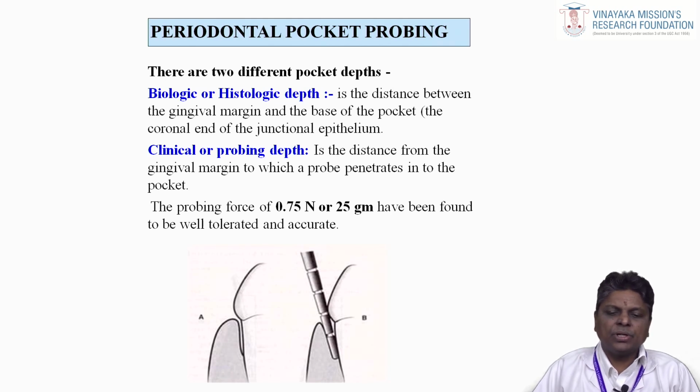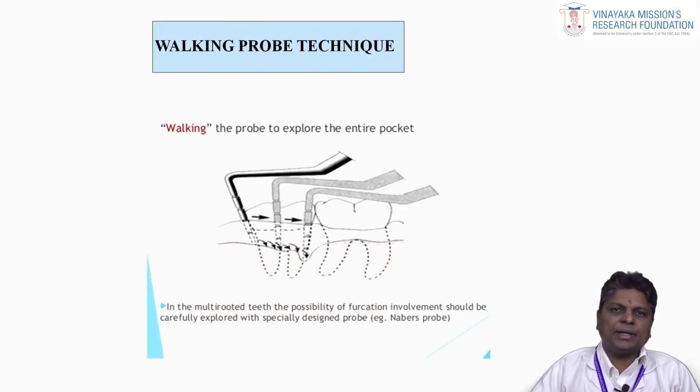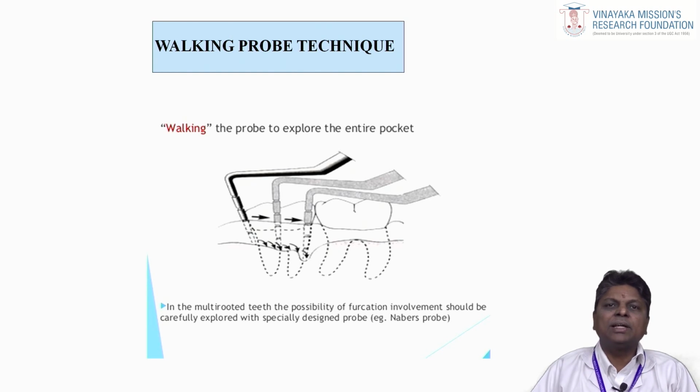Then we have to see the probing force: 0.75 newtons or 25 grams. Okay, these are the probing forces you should know. This is a very important viva question from your examination point of view. Now we are coming to that area, how do you probe? The probe should be parallel to the long axis of the tooth. Mostly we are using the probe called the graduated Williams periodontal probe. The markings start from 0 to 10, and 4 and 6 will be absent.